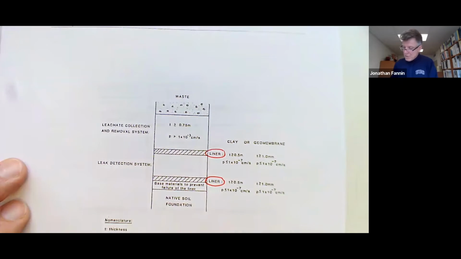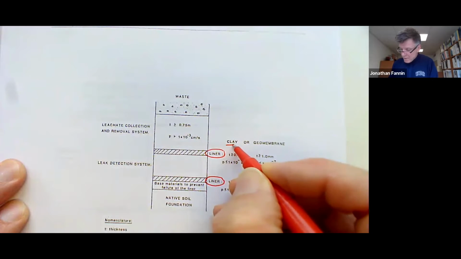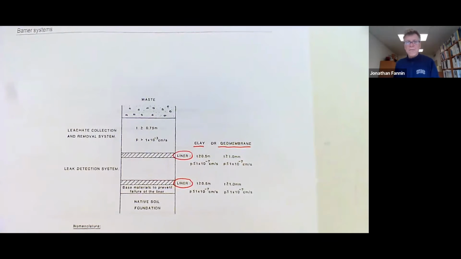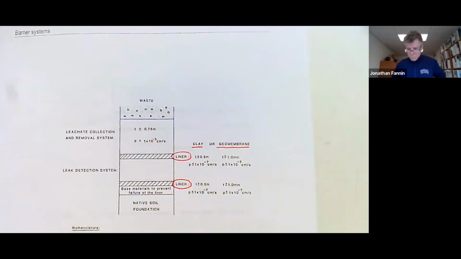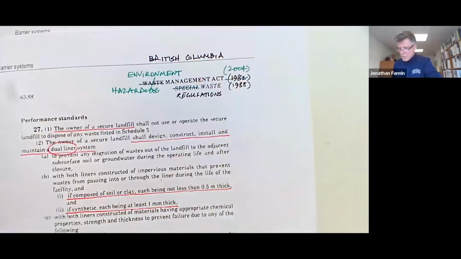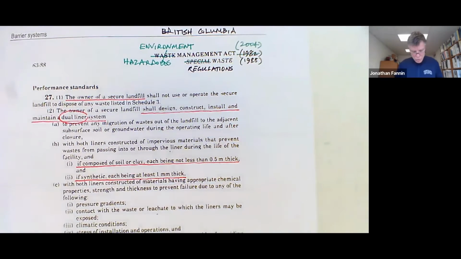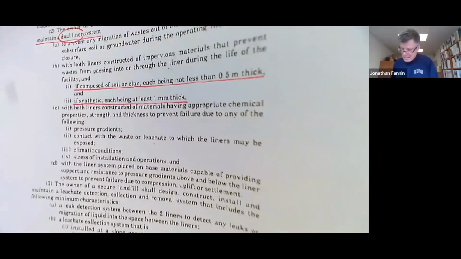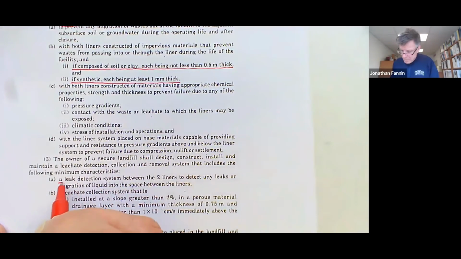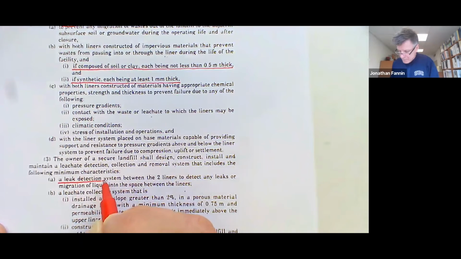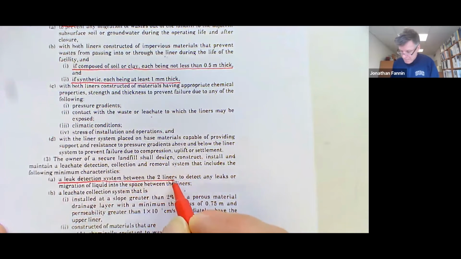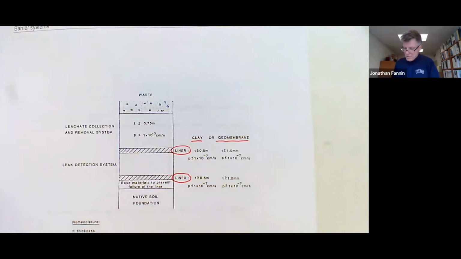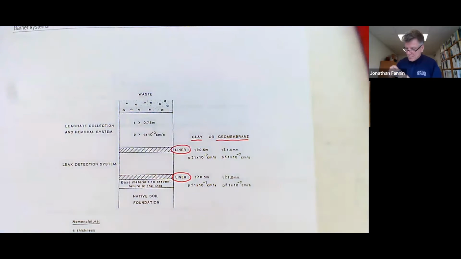And if that material is a clay, we have some information, or if it is a synthetic membrane, we have information there as well. What else must the owner's engineer do? Well, we need a leak detection system between the two liners. Okay, we need a leak detection system between the two liners. So there is that leak detection system.